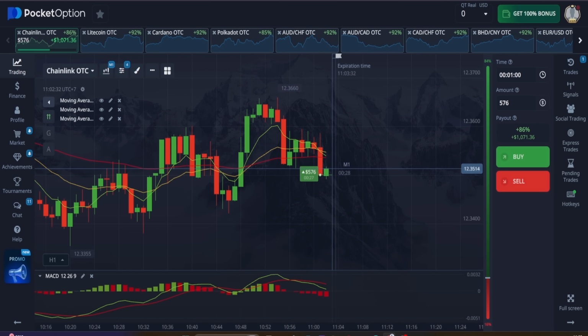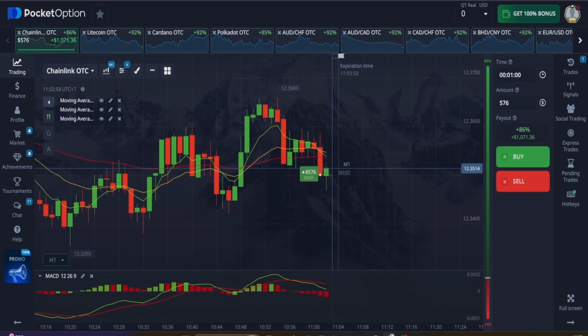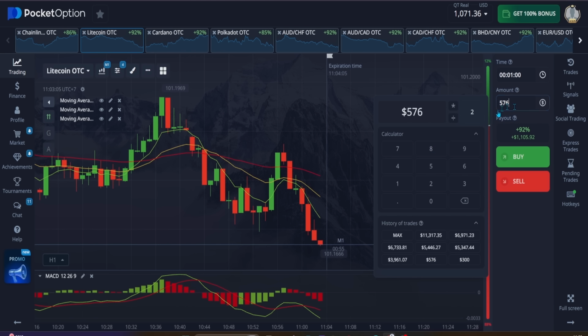Let's see how the price reacts. All right, the trade closed in profit. With this setup completed, we can now look for the next opportunity and open the market again.